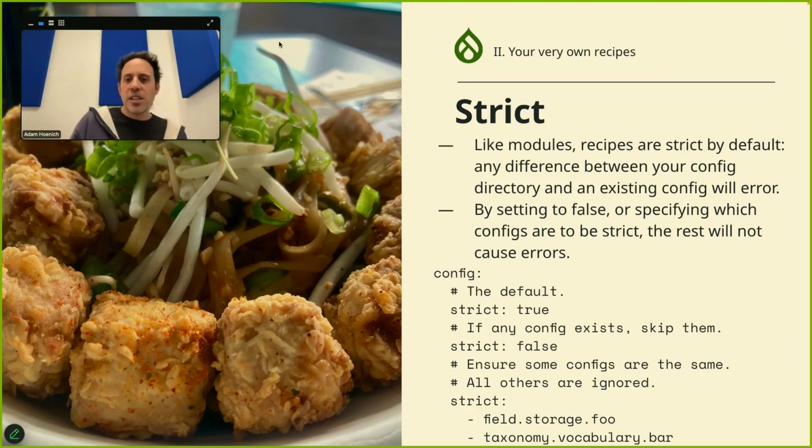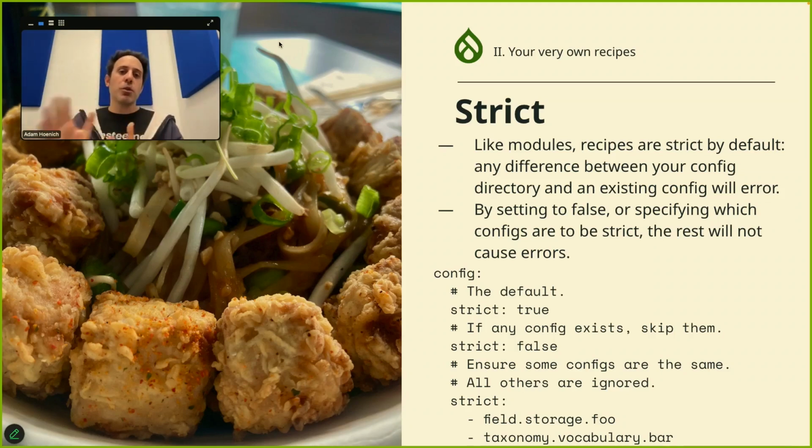So strict is a flag we introduced where you can basically say, hey recipe, for any config that's in my config directory, if it already exists in the site, don't worry about it. Just leave it alone. Leave it as is. I'll mess around with it with config actions. That's what strict false means. That's not the default. The default is actually to keep the old behavior of the recipe freaking out if it sees any difference at all. Strict true. If you don't tell the recipe to not be strict, it's going to be strict.